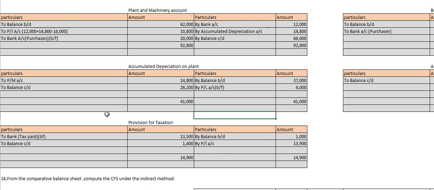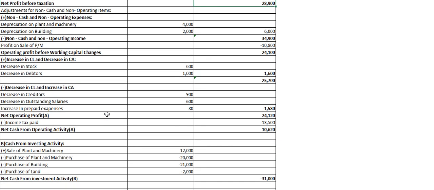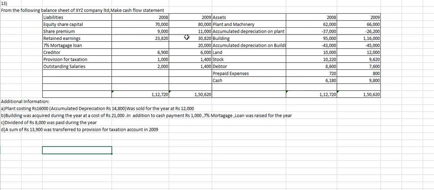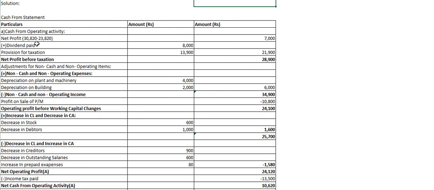Now let us move on to the cash flow statement. If you start with the cash flow statement, we start with cash from operating activity. So your net profit, here we don't have a net profit, the retained earnings, which is 30,820 minus 23,820, which we consider to be the net profit balance. So you get 7,000. Add your dividend paid, which is given in your adjustment, 8,000. Then your provision for taxation, which is your current year provision, which we have from our provision for taxation ledger account. So your net profit before taxation will be 28,900.